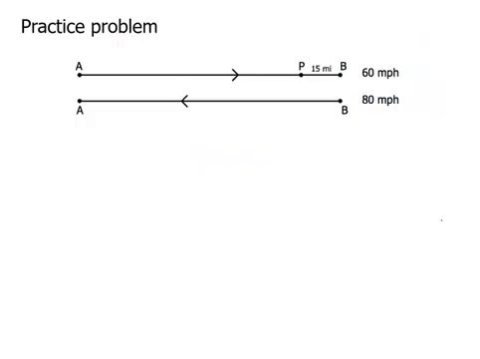Let's think about this for a minute. So, in the first segment, going from A to B, he was traveling at 60 miles an hour. Going back, he was traveling at 80 miles an hour. And then starting from B, so from here, from P, all the way to B, and then all the way back to A, that whole segment took 4 hours. So P to B back to A is 4 hours.